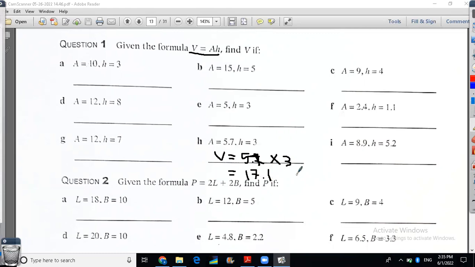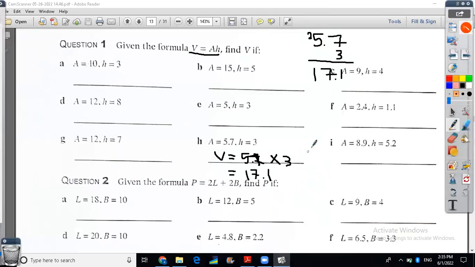17.1. How did you do it, mister? I did it mentally. If I cannot do it mentally, we just do the normal multiplication. 5.7, you multiply by 3. Ignore the decimal point, 3 times 7, then 3 times 5. You're going to find at the end that it's 171. Don't forget, of course, to add the numbers that you carry. Here, 3 times 7 is 21. 1, carry the 2. 3 times 5 is 15, plus 2 is 17. And I have only 1 digit after the decimal, so 1 digit after the decimal. 17.1 is the answer. We do the same thing with the rest of the questions in question number 1.